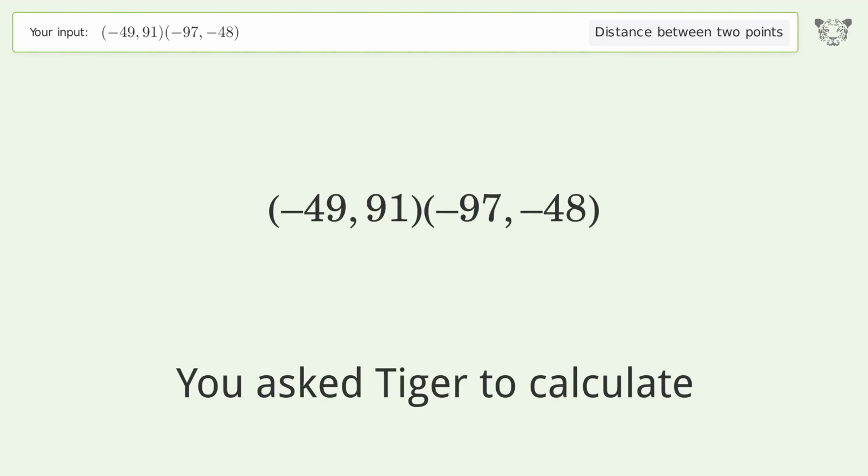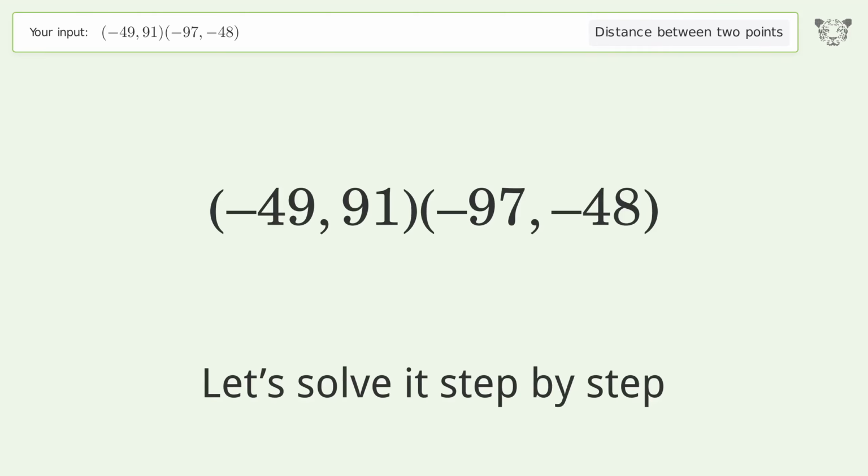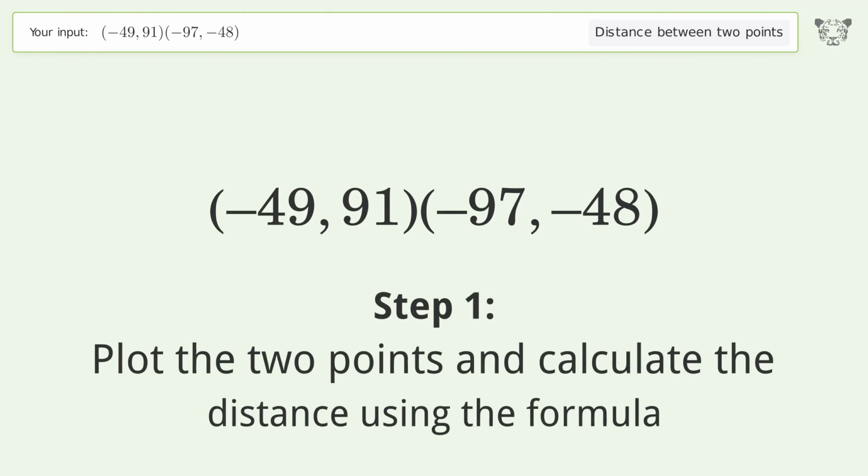You ask Tiger to calculate. This deals with the distance between 2 points. The distance between the 2 points is the square root of 21,625, or 147.054. Let's solve it step by step. Plot the 2 points and calculate the distance using the formula.